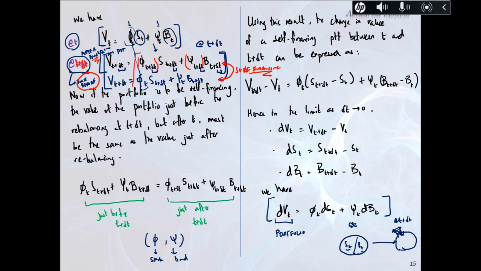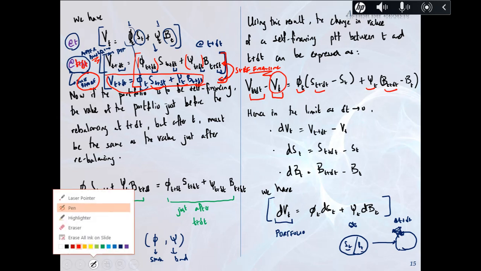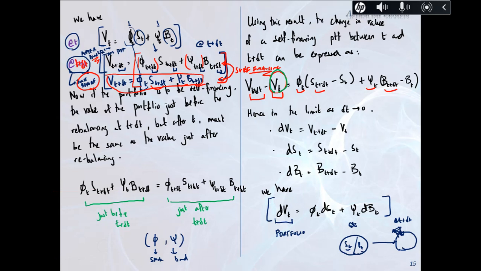So now these two are the same. Okay, these two are the same. So Vt plus delta t minus Vt. What is Vt plus delta t? It is here. It is this. It is phi t St plus delta t, psi t Bt plus delta t. Vt plus delta t minus Vt. So what is Vt? Vt is this. So it is phi t St, etc.